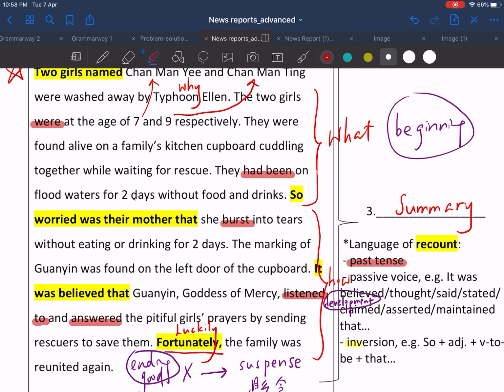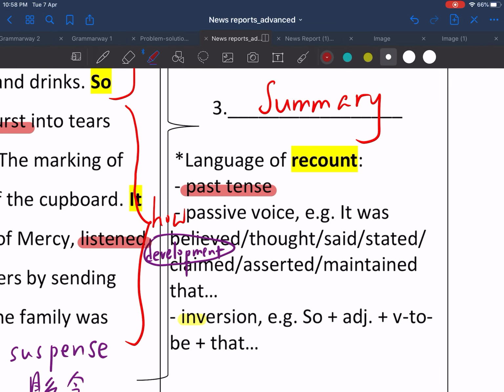Apart from past tense, you also have to use passive voice. Why do we want to use passive voice? Because we want to achieve objective tone. When you write a news report, remember your tone should be objective. You can't be subjective, which means you can't use I.